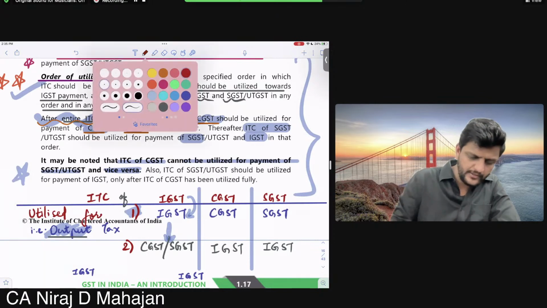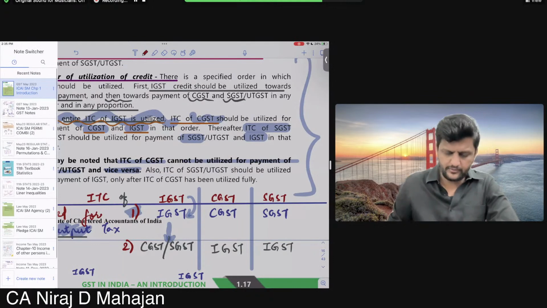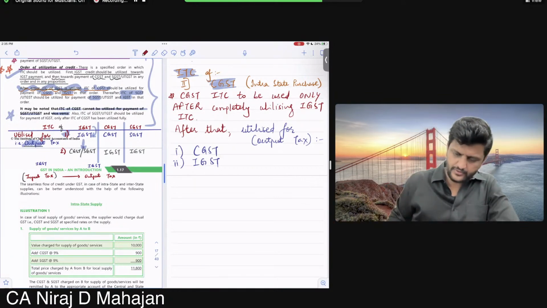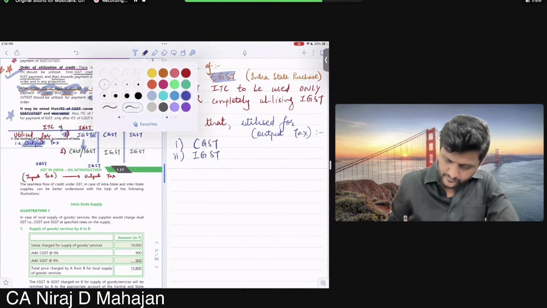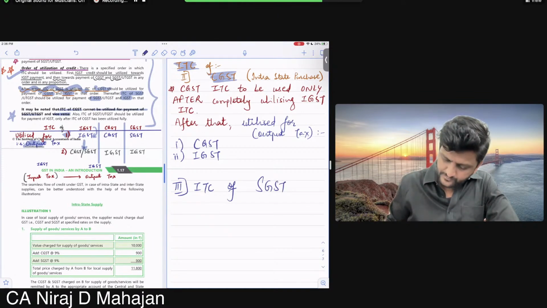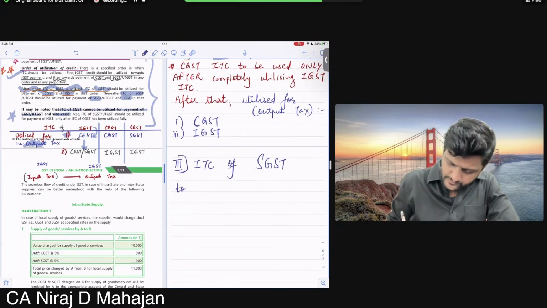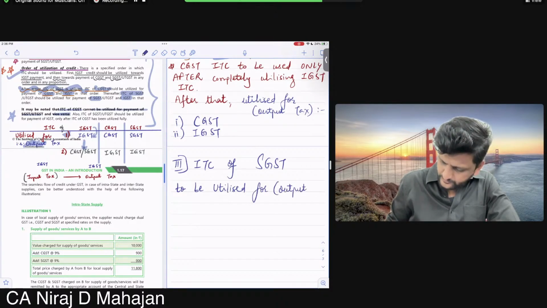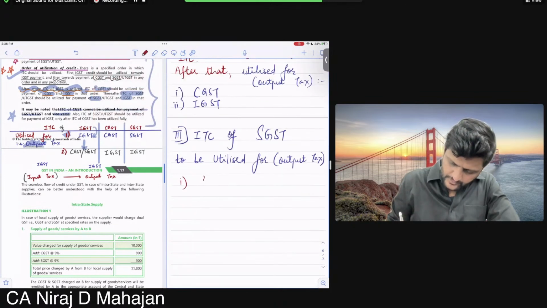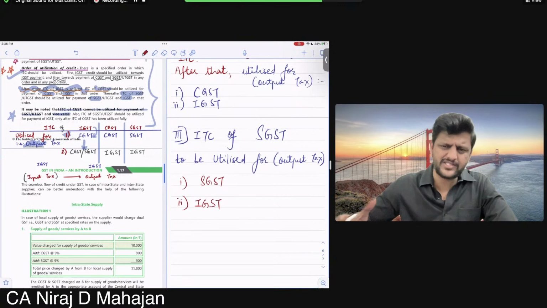अरे हाँ या ना? So third point, चलो write down. No complications over there. Okay? To utilize CGST, for that we have to see whether IGST is available or not. हाँ या ना? Third. ITC of SGST, okay, to be utilized for that is output tax. First SGST, second IGST. So can I also call IGST a universal acceptor?